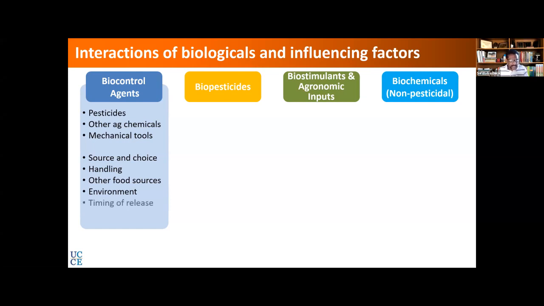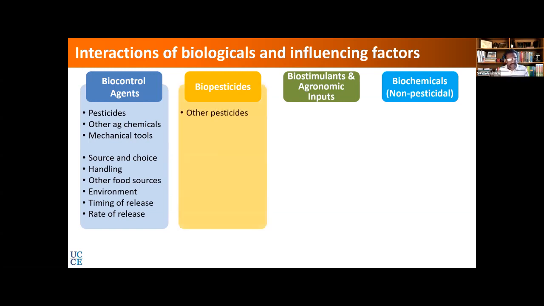So we need to monitor them. And then again, the time of release. When are we releasing? Is it too early when there is nothing, or too late? Or how are we releasing, in patches or spot treatment, or all over? And then rate of release too. Like, are we releasing 100,000 or 30,000 or 10,000? These all influence its success.